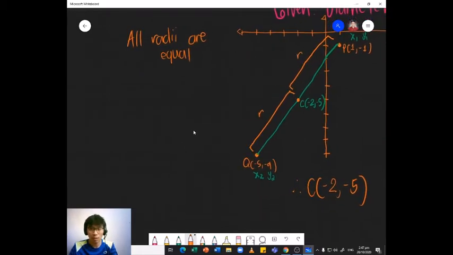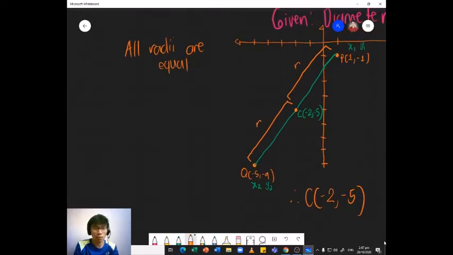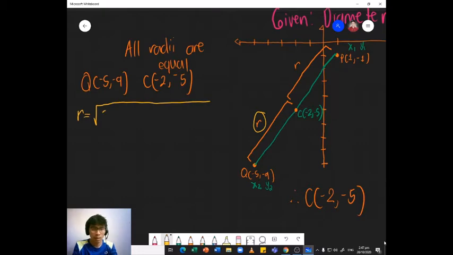Let me move it down here. There you go. Let's find the distance from point Q, which is negative 5 and negative 9, to the center. What is the center here? The center is negative 2 and negative 5. What am I going to use to get the distance of these two points? I'm going to use the distance formula. The distance that I'm trying to get is the radius, so to find the radius, I need to use the distance formula. The distance formula is in the form x sub 2 minus x sub 1 squared plus y sub 2 minus y sub 1 squared.